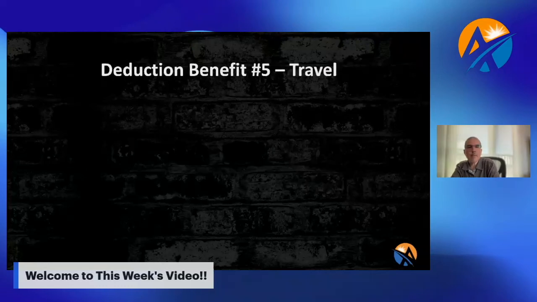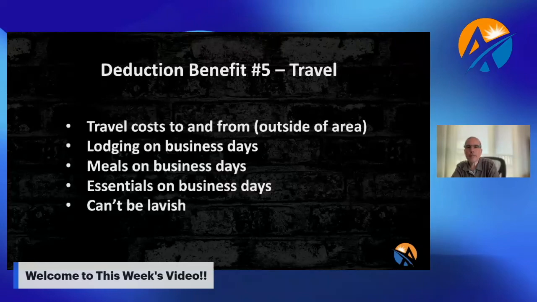But benefit number 5 relates to deducting your travel expenses related to your property. The travel needs to be outside of your main tax home area, but you can possibly deduct things such as lodging, meals, and essentials, and have others tag along, thereby possibly combining some of your vacation and business travel expenses and deducting some of your vacation expenses.